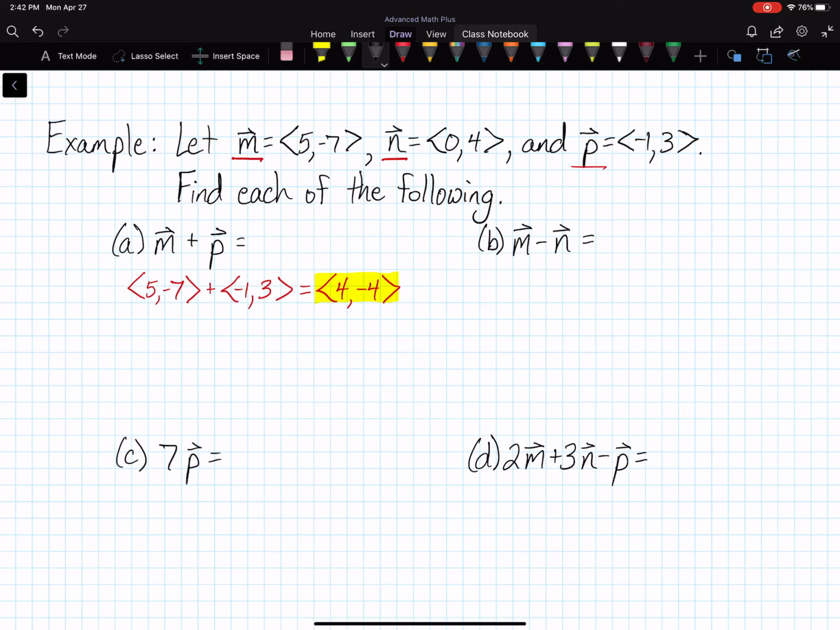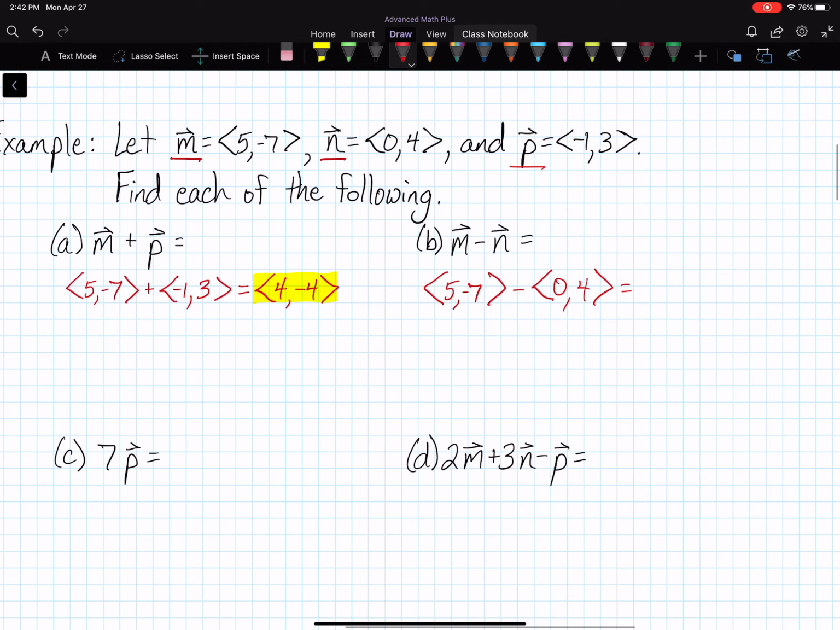For part B, subtracting, same thing. We have m, which is 5, negative 7, minus n, which is 0, 4. So 5 minus 0 is 5. Negative 7 minus 4 is negative 11. All there is to it. Just subtract the parts that are the same. You subtract the x's from the x's and the y's from the y's.